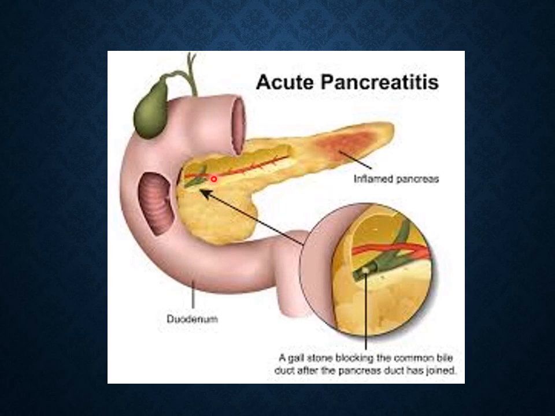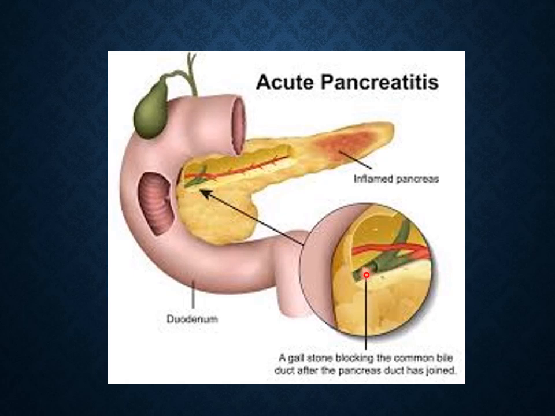The most common cause, as I said, is gallstone, the cause of acute pancreatitis. This diagram shows you the setup of the biliary tree at the lower end of the biliary tree. The common bile duct and the pancreatic duct join to form the ampulla of Vater, and that empties into the duodenum. This is a close-up here, the ampulla of Vater.